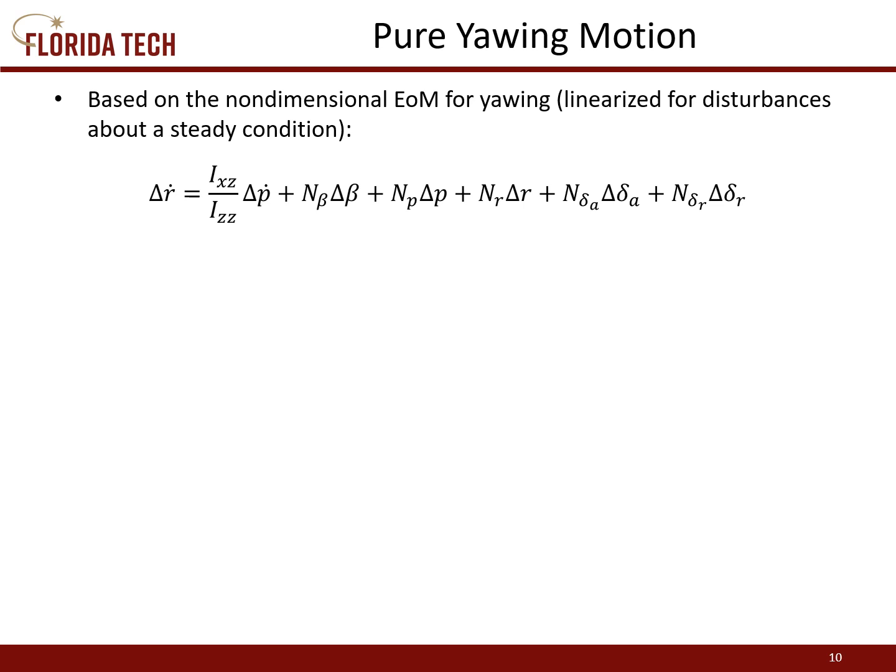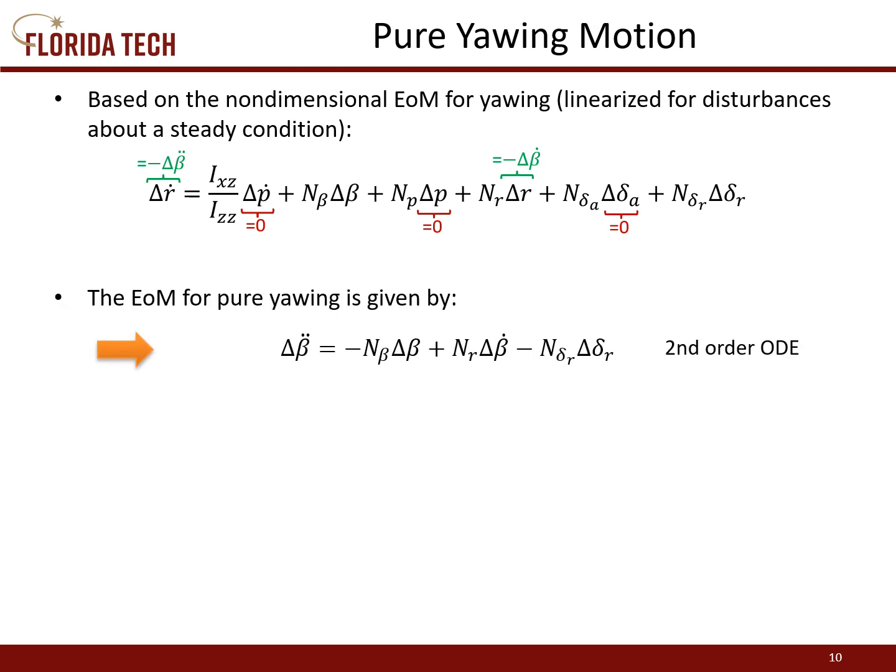Again, we'll start with the basic equation for yaw acceleration, the non-dimensional linearized equations of motion. We're not going to put any aileron or rolling motion in, so we can knock those terms out to zero. I also showed that we can always relate yaw acceleration to our side slip information: yaw rate is minus beta dot, and yaw acceleration is minus beta double dot, with the negative sign included. Making those simplifications, we get down to a second order ordinary differential equation for pure yawing motion, shown here.